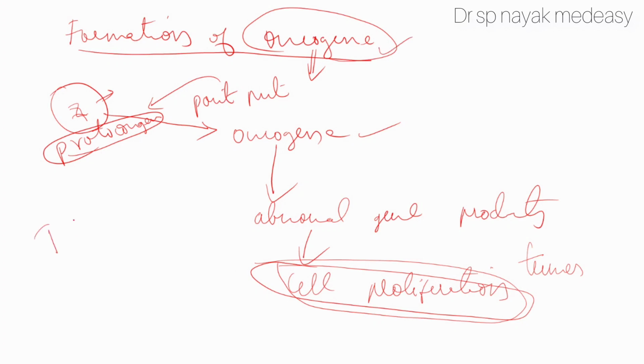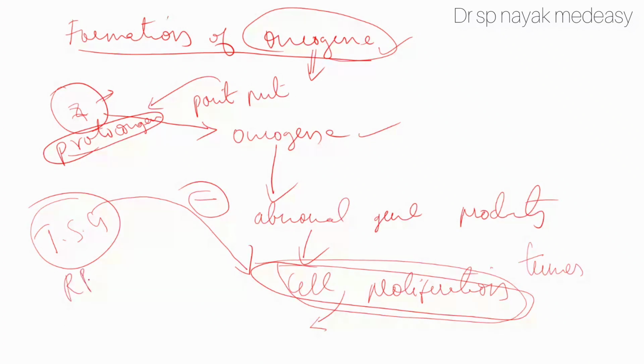Now we have tumor suppressor genes. What does a tumor suppressor gene do? A tumor suppressor gene will try to decrease or stop cell proliferation. It will stop the cell proliferation, and by that, the cell proliferation will be decreased and the patient's cancer will be stopped. So what is the function of a tumor suppressor gene? It stops cell proliferation. That's why, among tumor suppressor genes, we have one very, very important gene, which is called the RB1 gene.